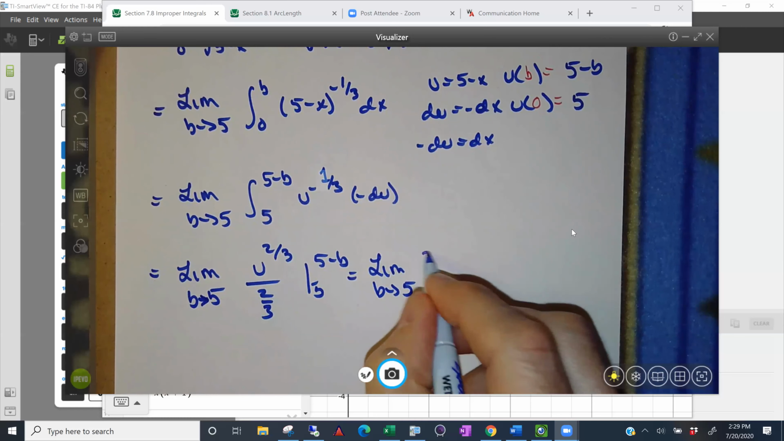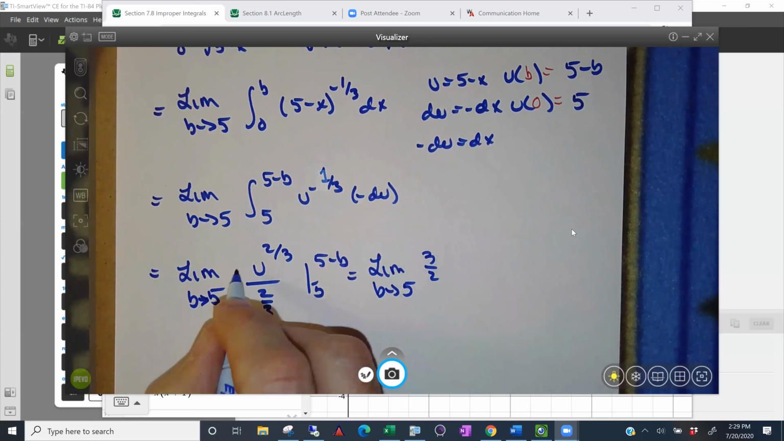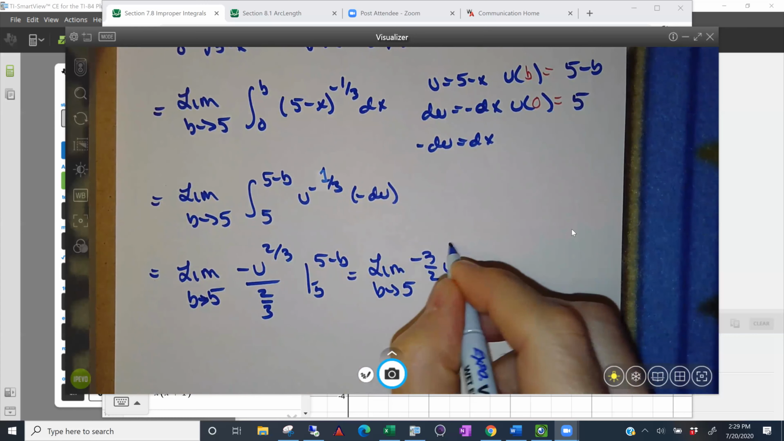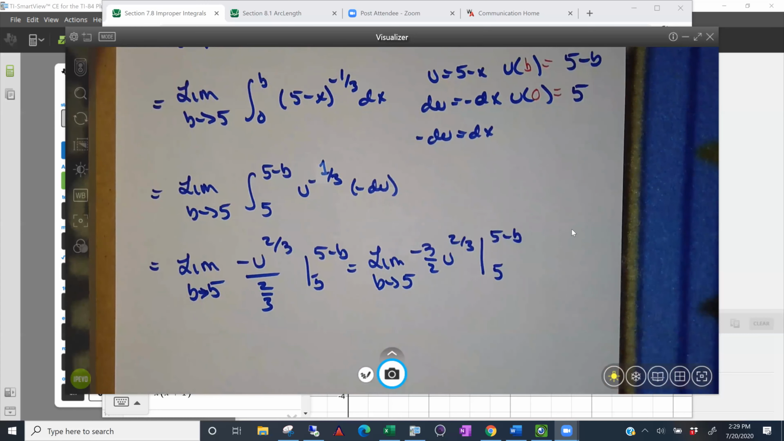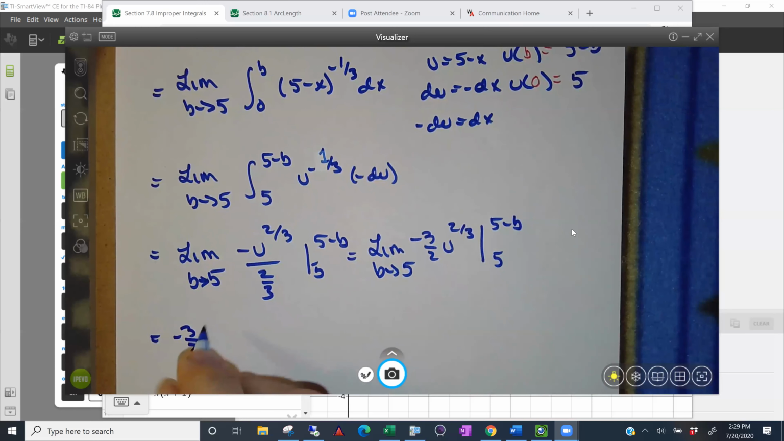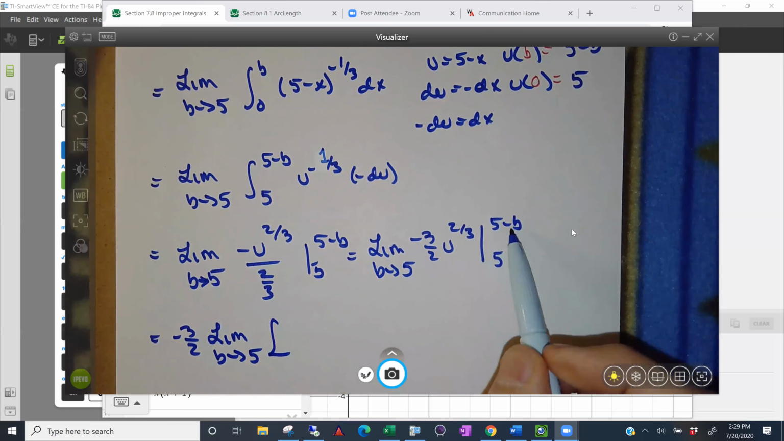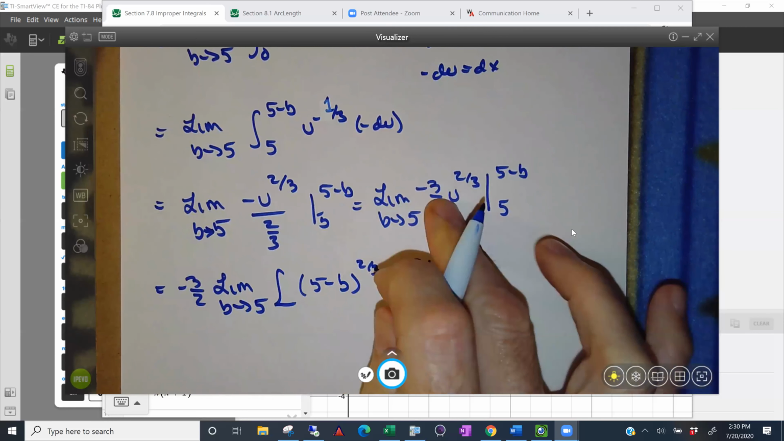Of 3/2. Shouldn't it be a negative? Yeah, there's a negative here someplace. I'll just put that there. Negative 3/2 u to the 2/3, between 5 and 5 minus b. This negative 3/2, let me take that out front. Negative 3/2 times the limit as b approaches 5. And let's put in our terms here. 5 minus b to the 2/3 minus 5 to the 2/3. And like I said, I took the constant out in front.